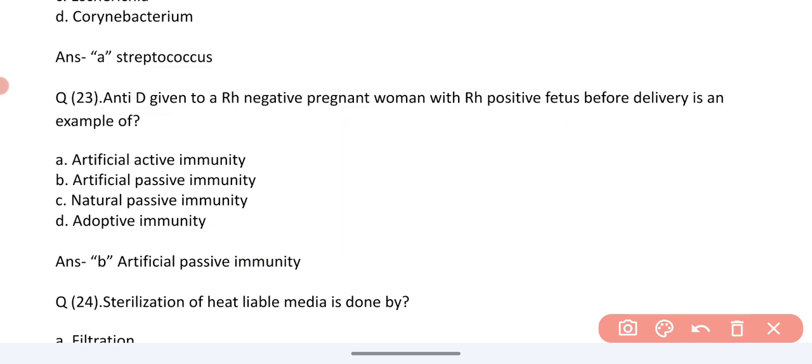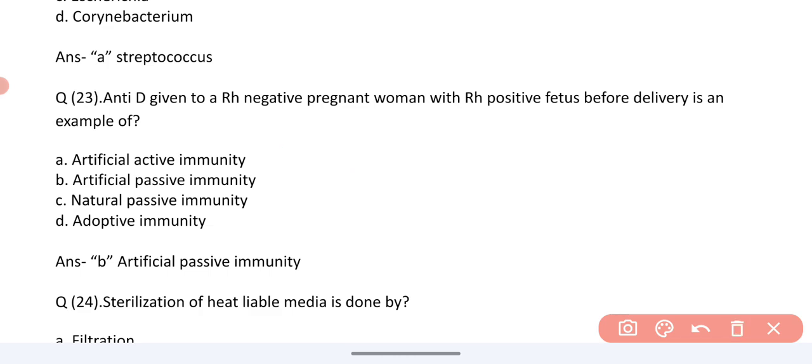First you should know the meaning of each and everything. Let me give one example of each so that it will be easy for you to understand. The first one is artificial active immunity. The best example is vaccination. Artificially you are giving vaccination and you are producing the active immunity. Remember, vaccination for active immunity, artificial active immunity.